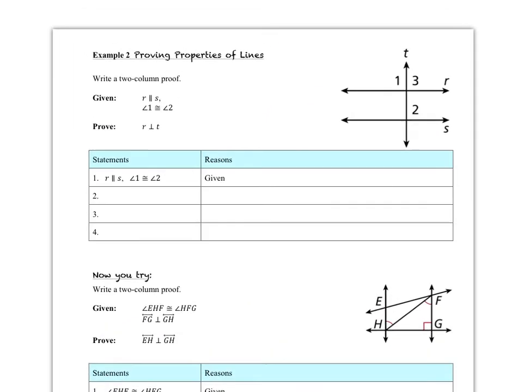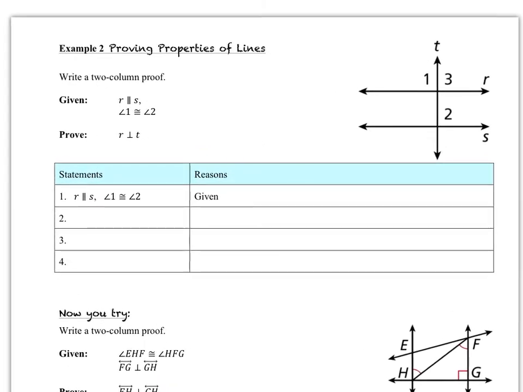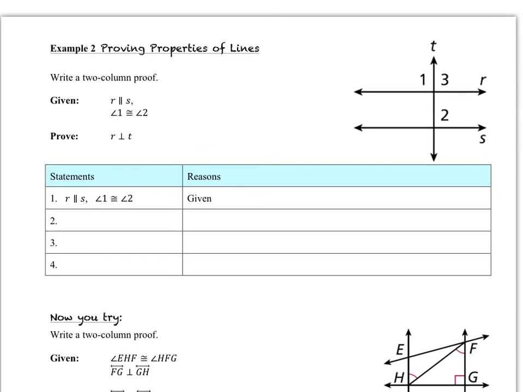Okay, let's take a look at example number 2, proving properties of lines. We always start by looking at the information that is given to us in the diagram and the information that is given to us in the problem. This says that line R is parallel to line S. So I'm going to go ahead and mark those as parallel.